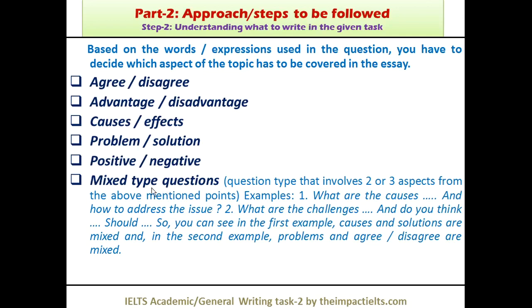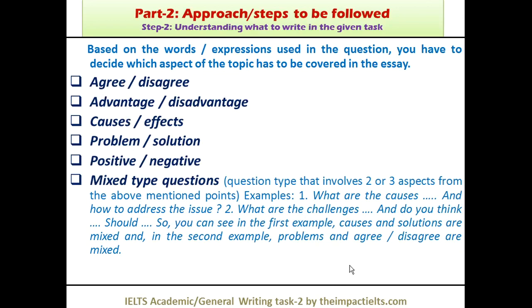And then there are mixed type questions. I haven't talked about that, but mostly mixed type questions are the questions which have both opinion and discussion. For example, what are the causes and how to address the issue? So one is causes, another one is solution. So causes and solutions, both are different. It doesn't pair with effect. Or, what are the challenges, and do you think? So these are mixed type questions. Sometimes one term can be mixed with another, so this is possible, right?